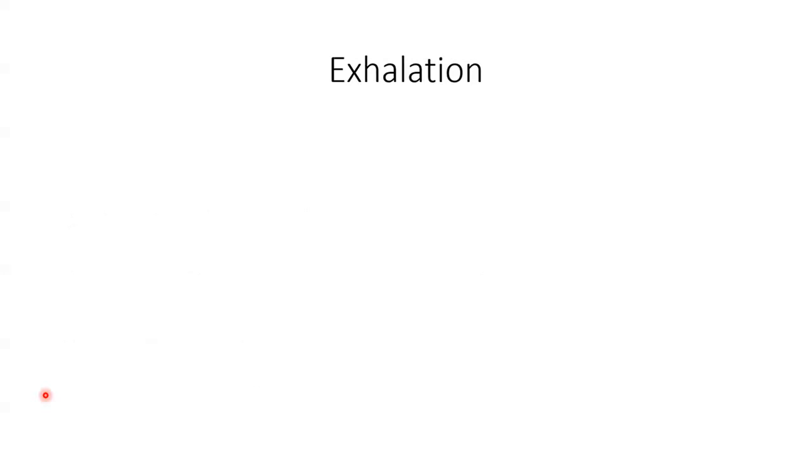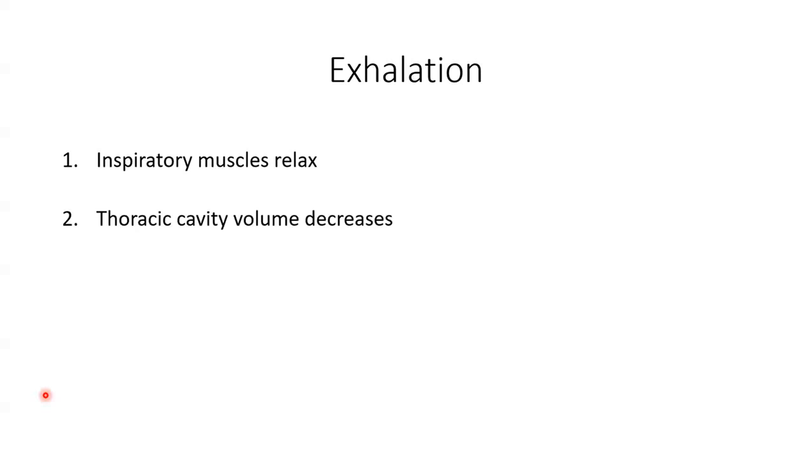Moving on to exhalation, and breathing out works on the same principles as inhalation, but just in the opposite direction. So our inspiratory muscles relax. As the diaphragm relaxes, it moves back up into that dome position. The external intercostal muscles bring the ribs back down. With this movement of the muscles and the ribs, the thoracic cavity volume decreases.